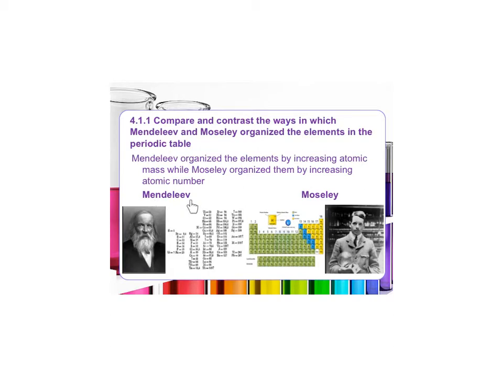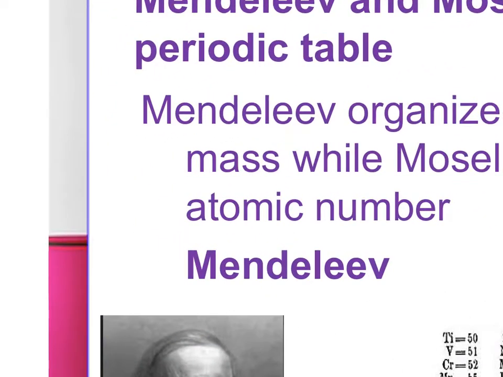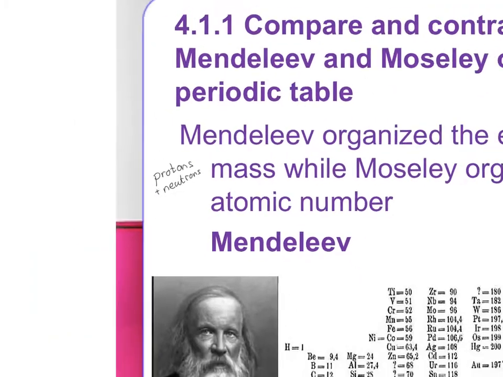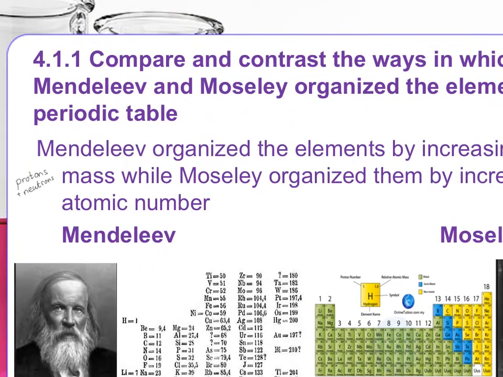So Mendeleev organised by increasing atomic mass. Hopefully you can all remember that the atomic mass is the number of protons as well as the number of neutrons. While Moseley organised by the atomic number, and the atomic number is just the number of protons.